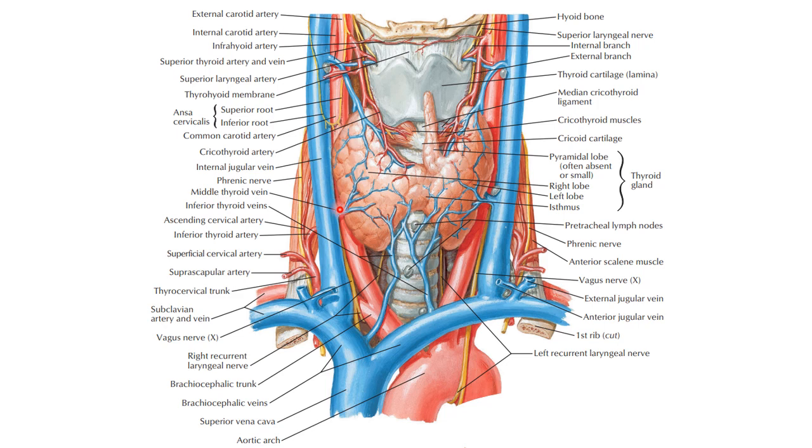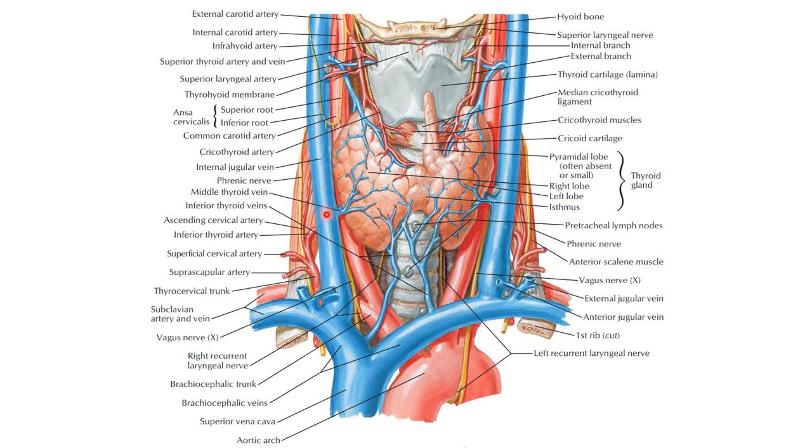Okay, let's now go into the pedicles. Okay, so the pedicles would be a collection of structures that enter the thyroid gland. So first, you have the superior pedicle, which is this one, and it is composed of the superior thyroid artery, which is a branch of the internal carotid artery. Okay, and you have also here the superior thyroid vein, which drains into the internal jugular vein.